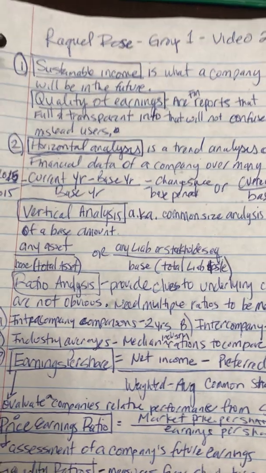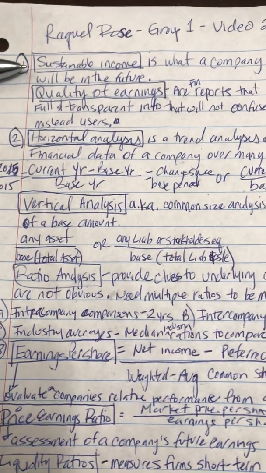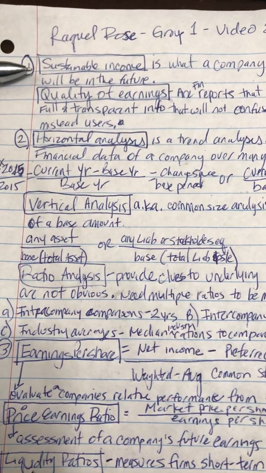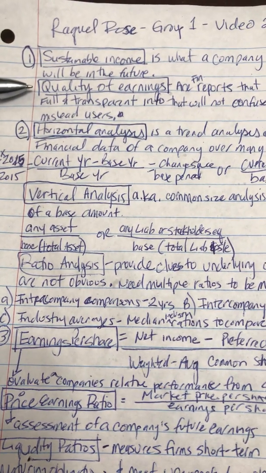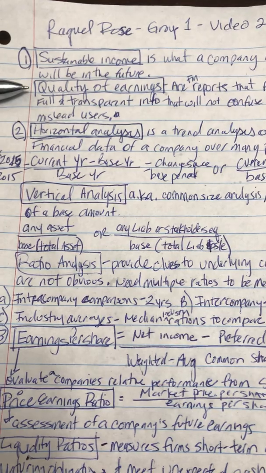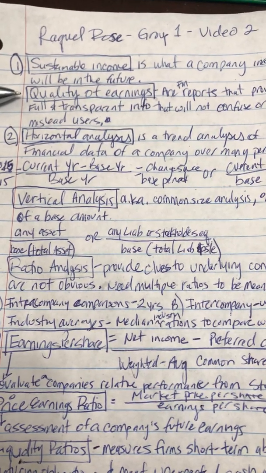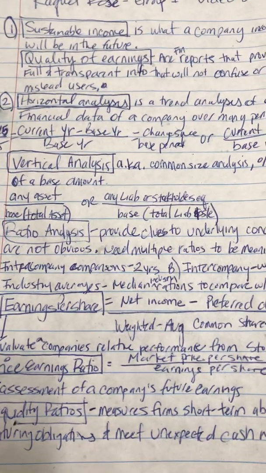So for question 1, sustainable income is what a company's income will be in the future. Quality of earnings are the financial reports that provide full and transparent info that will not confuse or mislead the users.